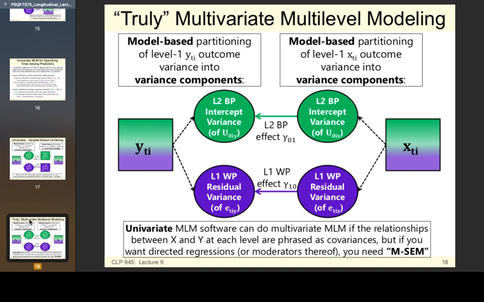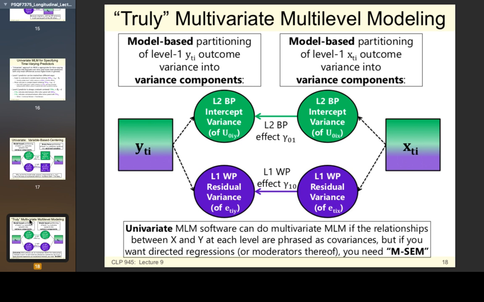No. They call it that because a random intercept is a latent variable, and by the same logic, a residual is a latent variable, so they say this is a multi-level structural equation model. I call it a multivariate multi-level model. There are two outcomes being partitioned at the same time.